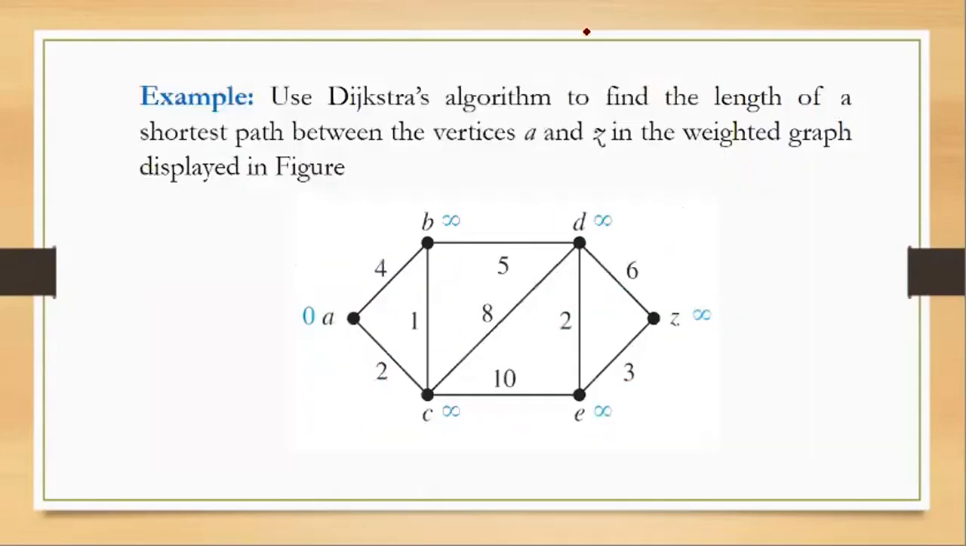Next, we'll look at another example, which is a textbook example. Use Dijkstra's algorithm to find the length of a shortest path between the vertices A and Z in the weighted graph displayed in the figure. So from A, we have to travel to Z. Now for this, initially from A to A, it will be 0, and to all the rest of the vertices, the distance will be infinity. Now from A, what are the next two vertices that one can travel to? They are either B or C. The distance from A to B is 4.